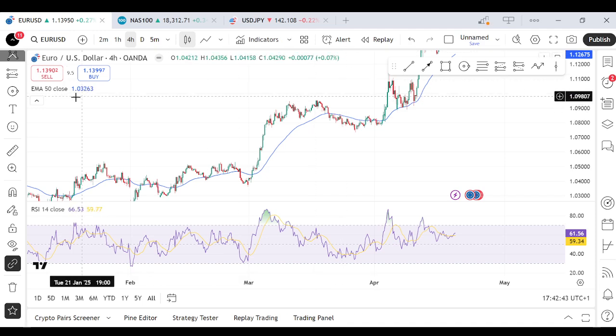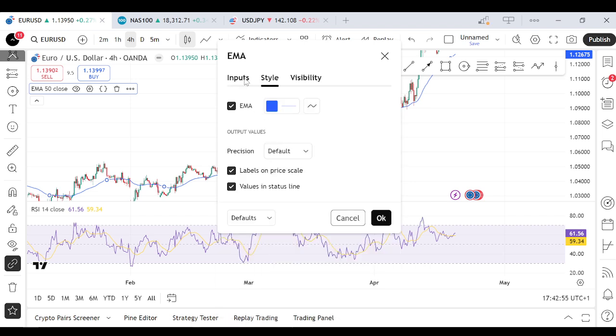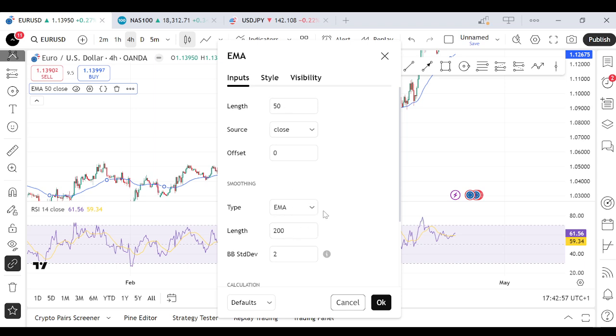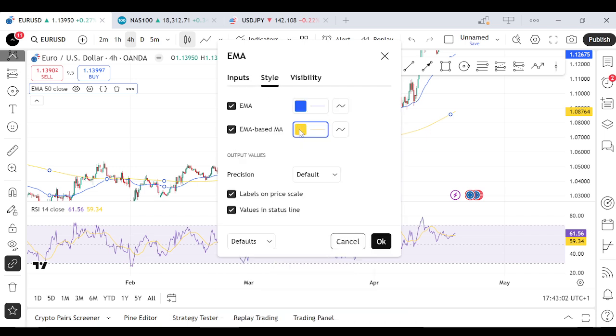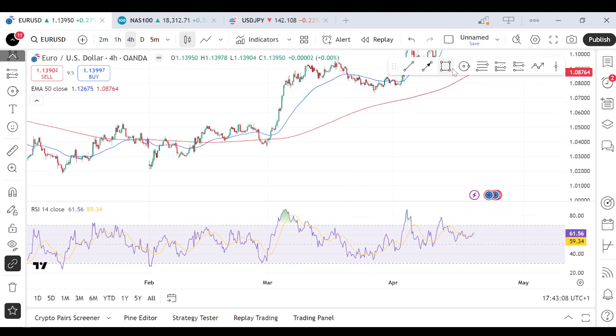So we're looking at a golden cross. Let me use the 200 period EMA for a golden cross. Now looking at this, we're going to be using the 200 day moving average, and now we have the golden cross happening here for a buy signal.